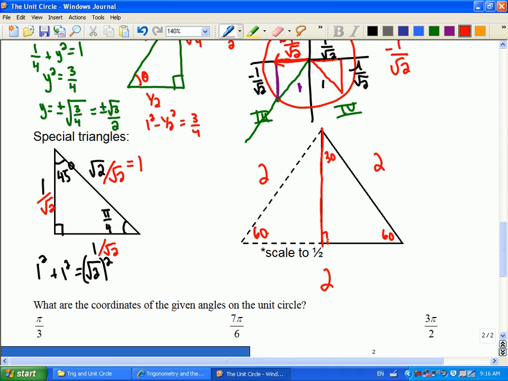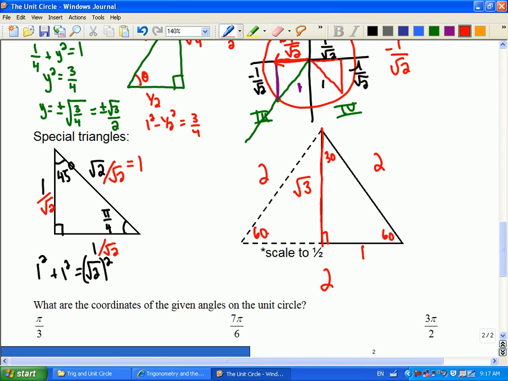What do you think is going to be the length over here now that I've cut it in half? Can you figure out what's the missing side now? We only have one side left. Yeah, root 3. You can just do it by Pythagoras, right? So there's a special triangle.